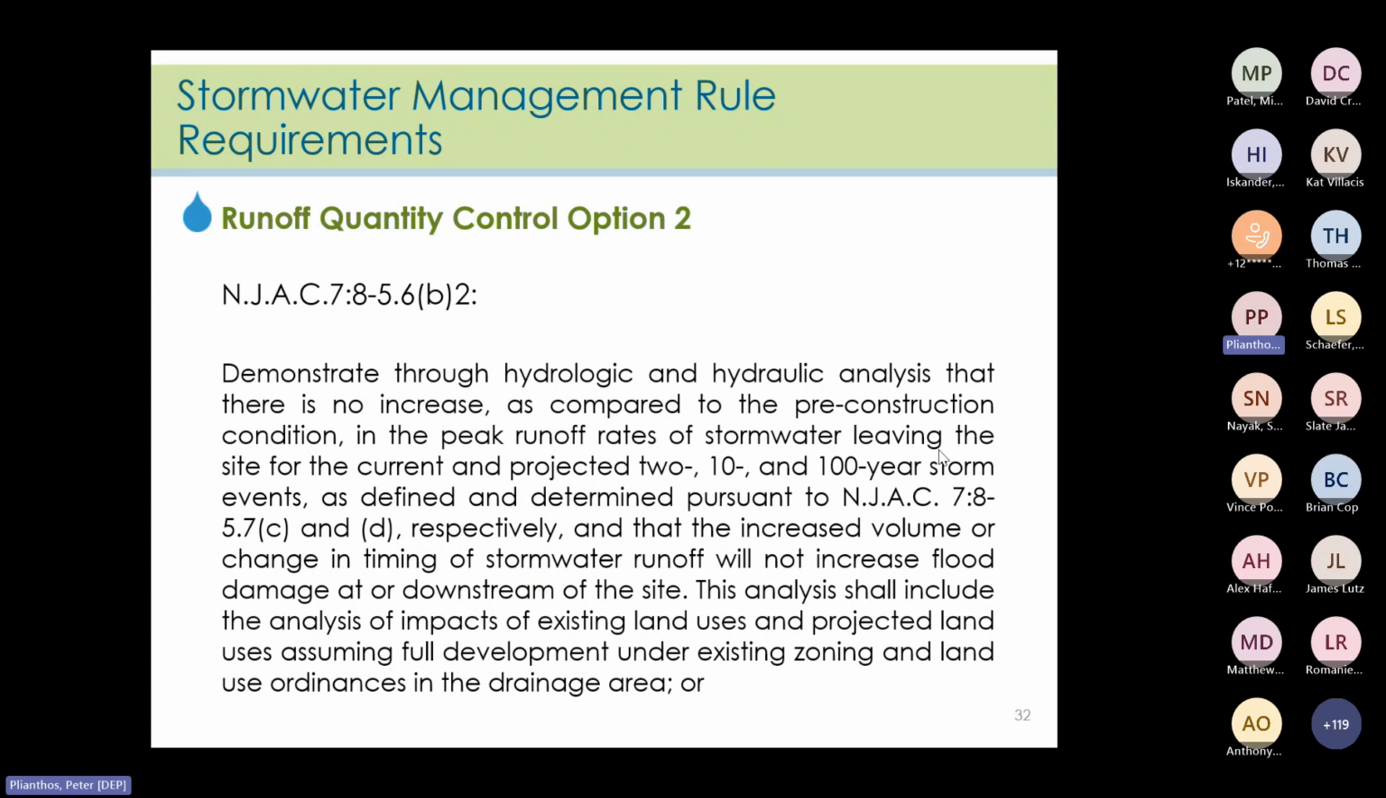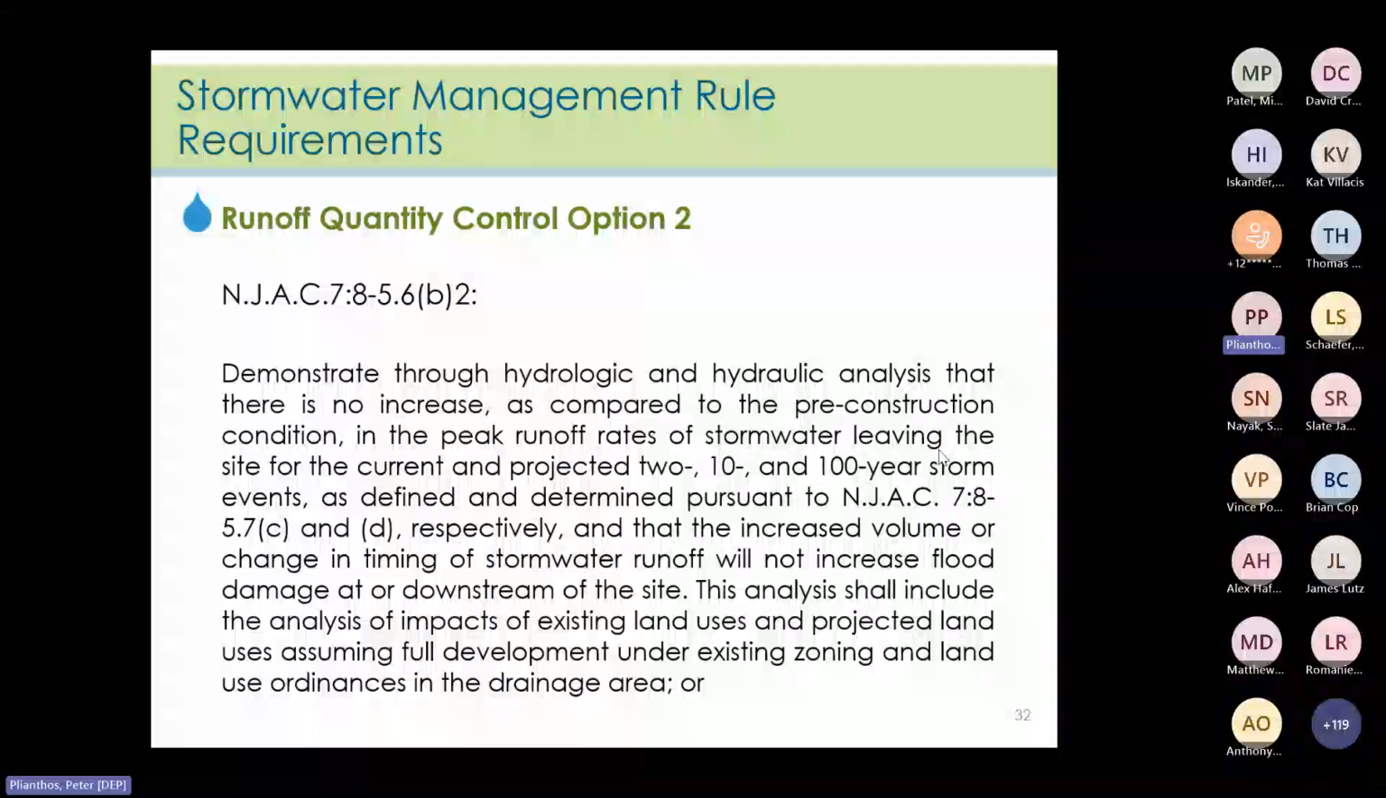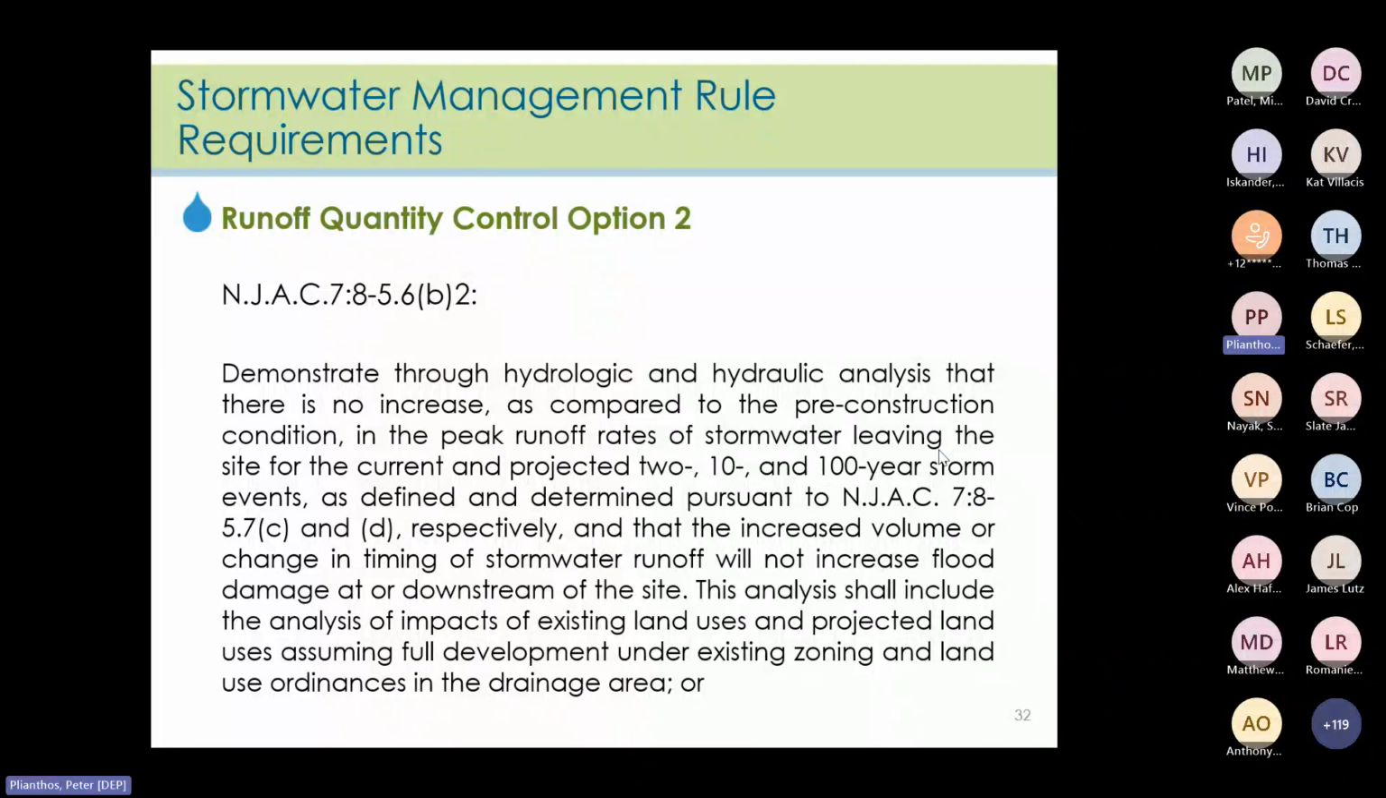The second runoff quantity control option, seen here, is unlike the last quantity control option in that this option is a comparison of the current and projected peak flow rates for the pre- and post-construction hydrographs, and not a comparison over the entire hydrograph duration. However, the analysis required to meet this option is much broader in scope and more detailed than the analysis that is required to meet the previous option or the next option, as we'll see shortly.